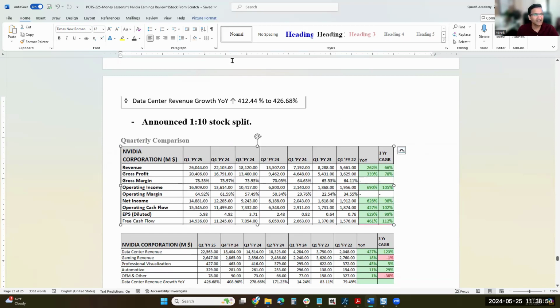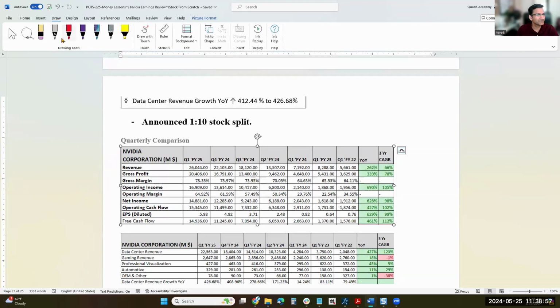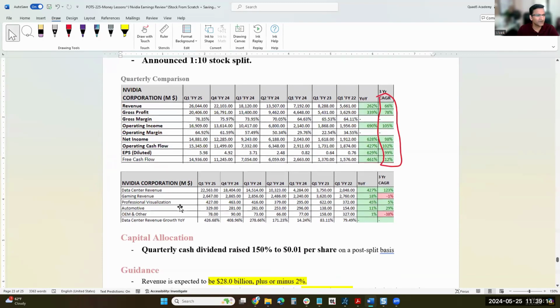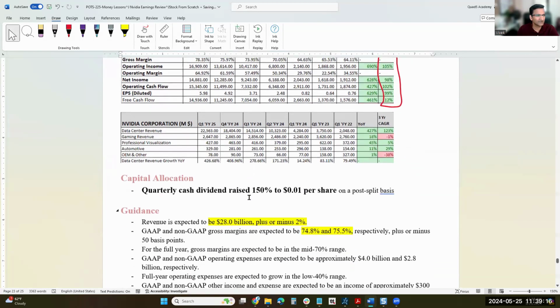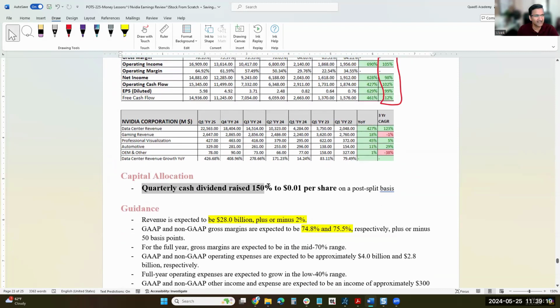So look at 3-year CAGR. Forget about just this 1 year. 3-year CAGR, these are some huge numbers. Not going to go through all of them anyway. But yeah, like $14 billion of cash flow. So it continues to perform on these metrics. And it also raised the quarterly cash dividend to 1 cent per share on a post-split basis. So that means it became 10 cents on the current one, and then you split it, it'll become 1 cent per share.